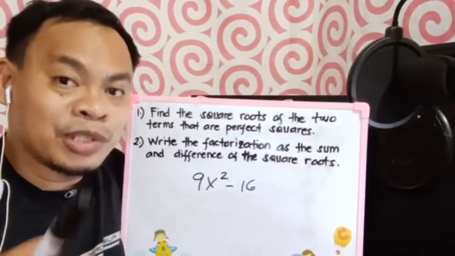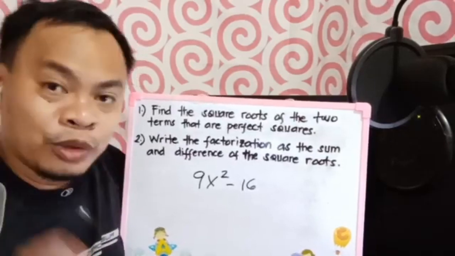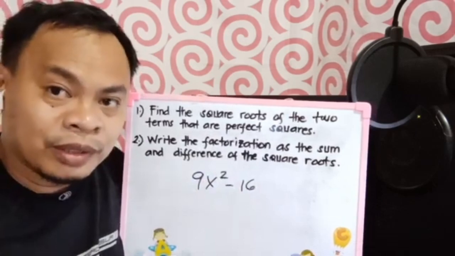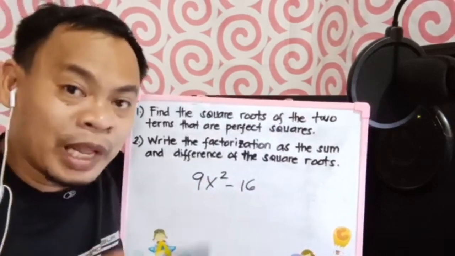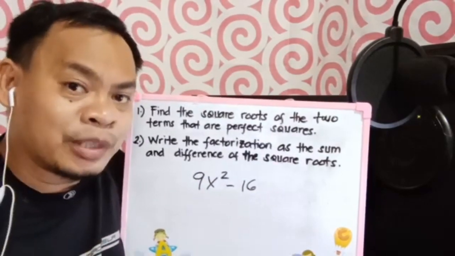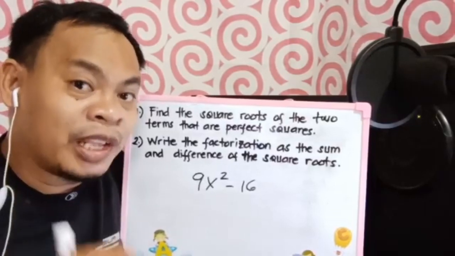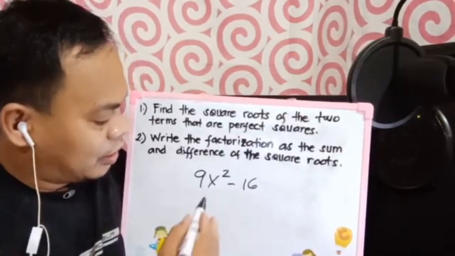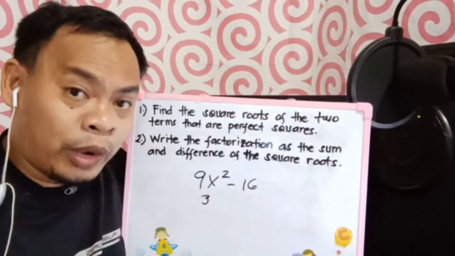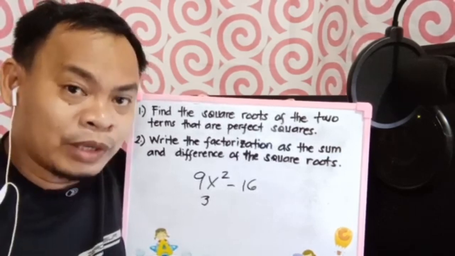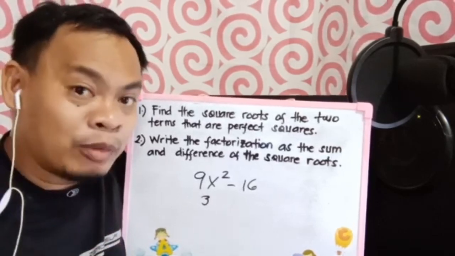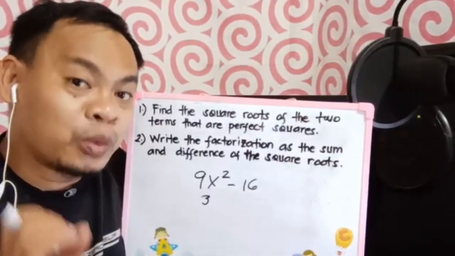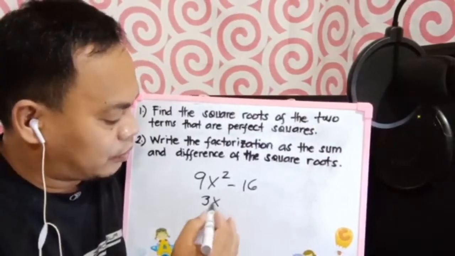or 4 times 4. Okay, so now, first step, find the square roots of the two terms that are perfect squares. So now, what is the square root of 9x squared? We know that 9 is the product of 3 times 3, or 3 squared. So therefore, the square root of 9 is 3. And x squared is a perfect square also, because the exponent of our variable x is 2. It's a product of x times x, so x squared. So therefore, the square root of x squared is x.